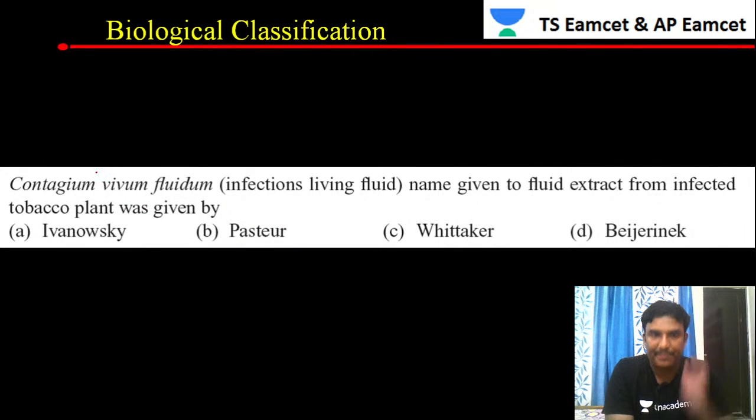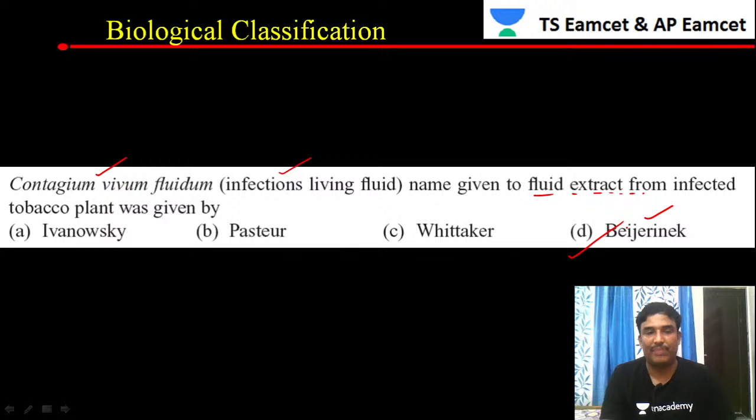Contagium vivum fluidum. What is the meaning of this term? It is clearly mentioned here: infectious living fluid is called contagium vivum fluidum. This name was given to the fluid extracted from the tobacco plant, and the term contagium vivum fluidum was given by Beijerinck. So Beijerinck is the scientist who has given this term.